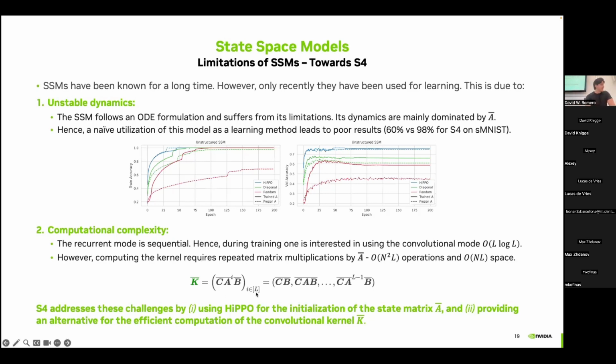The other thing is the convolutional mode. If you look here, with the scalars, fine, there is no problem. This is a multiplication. But if we look here, all of these are matrices. And if we're multiplying this matrix, which is N by N, by itself N times, this can be very expensive if A has no structure.